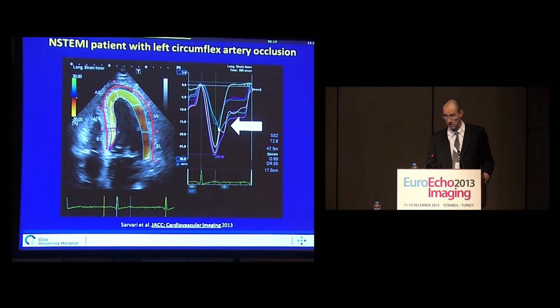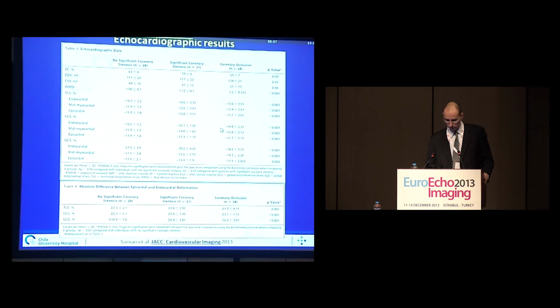When we look at the corresponding strain curves, we can see that there is reduced maximum myocardial shortening in these two segments. And we can also see post-systolic shortening in one of the segments.